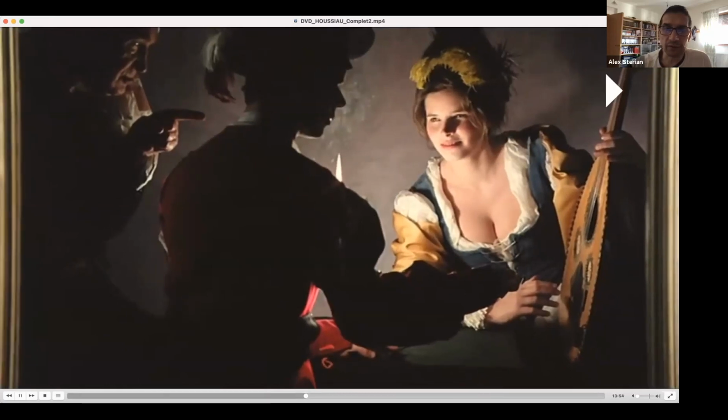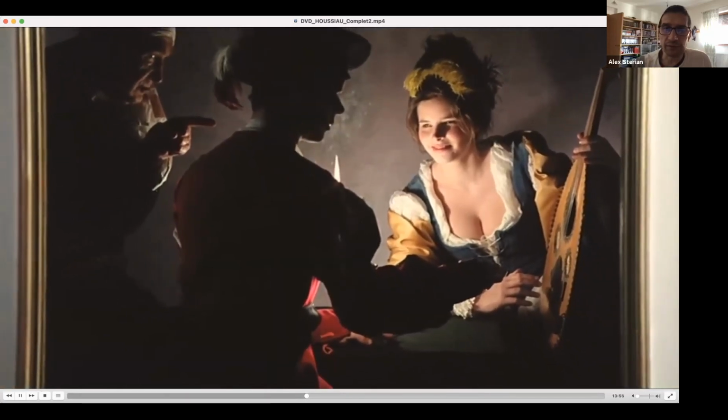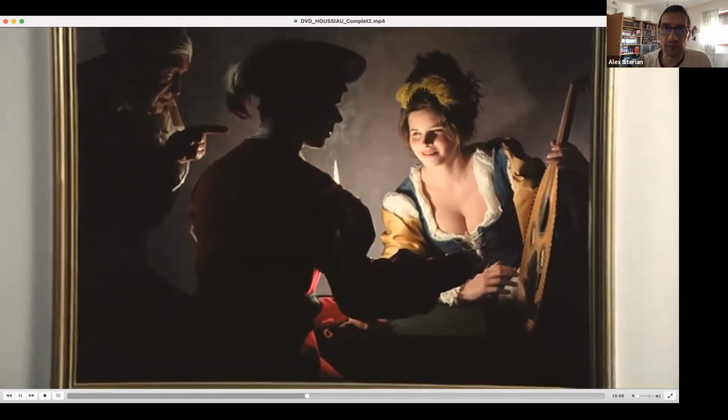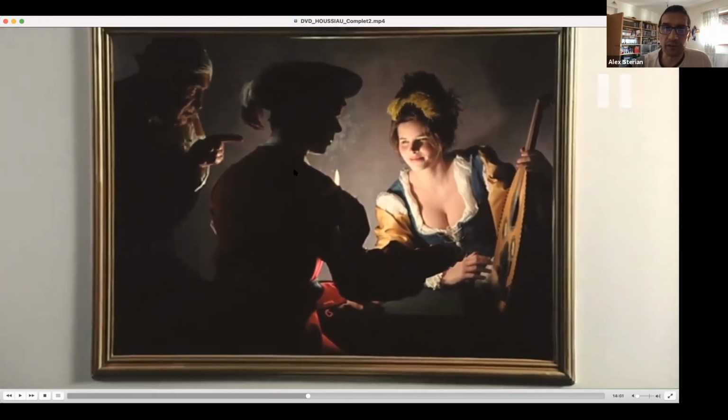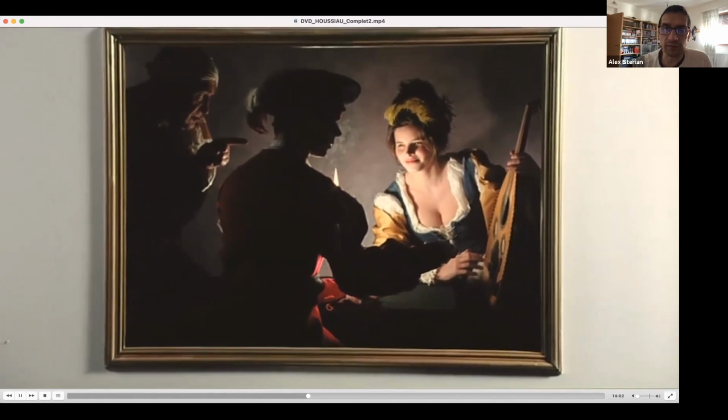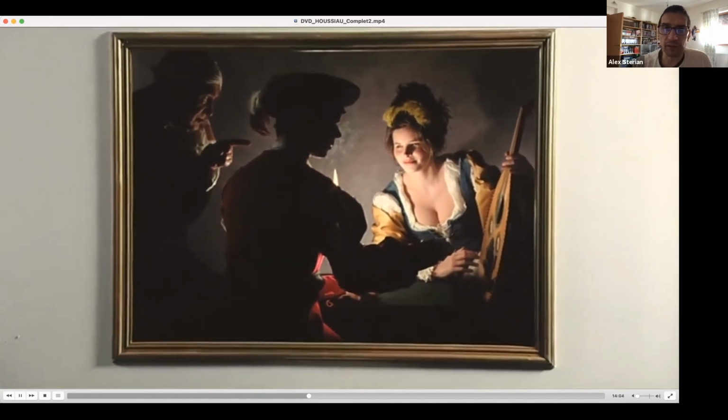Either way, this kind of situation and composition is a little easier to make because they just hid that light source behind this guy here, and that made all these effects credible.